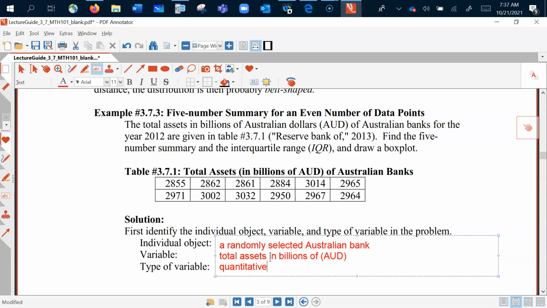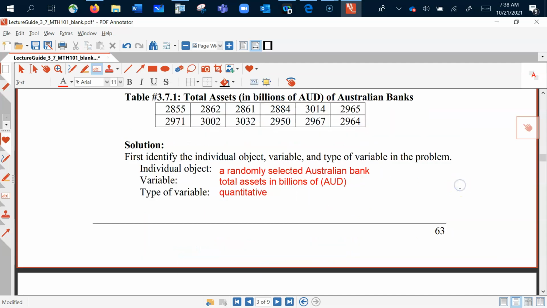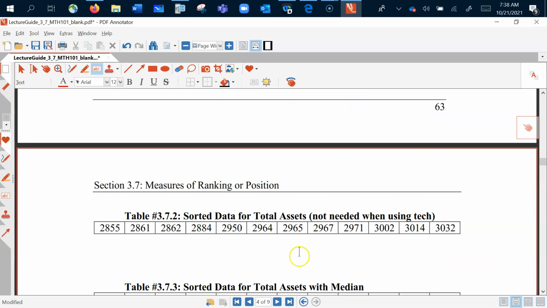All right, so let's go ahead and proceed with the example. Let's find the 5-number summary. The first step is to put all of these data values in order from smallest to largest, and it looks like that's not done. If you were to do it by hand, you would get this as the data set from smallest to largest.